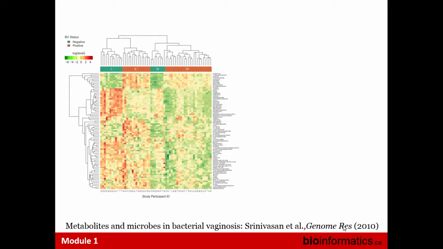Okay, this is not as recent, but it's just a very quick example of metabolomics or metametabolomics in bacterial vaginosis. And I don't want to dwell on this too much. It's basically showing you that there's more than one approach, right? And so what they had here, I forget the exact number, but each of these was an individual either negative for bacterial vaginosis or positive.